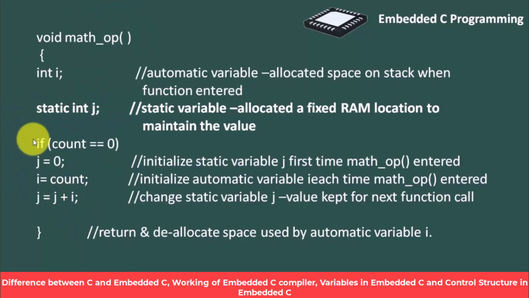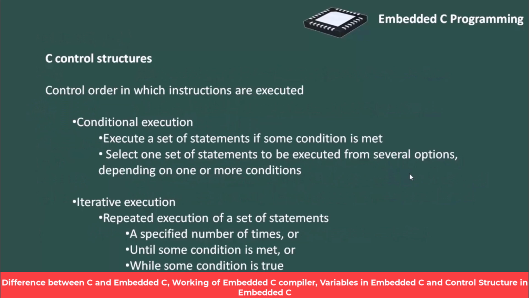Here is another piece of code where this function is not the void main function or the main function. Here we have declared variable j as static int. Since we want to make this variable j get stored into a fixed RAM location, I have to use the word static here.